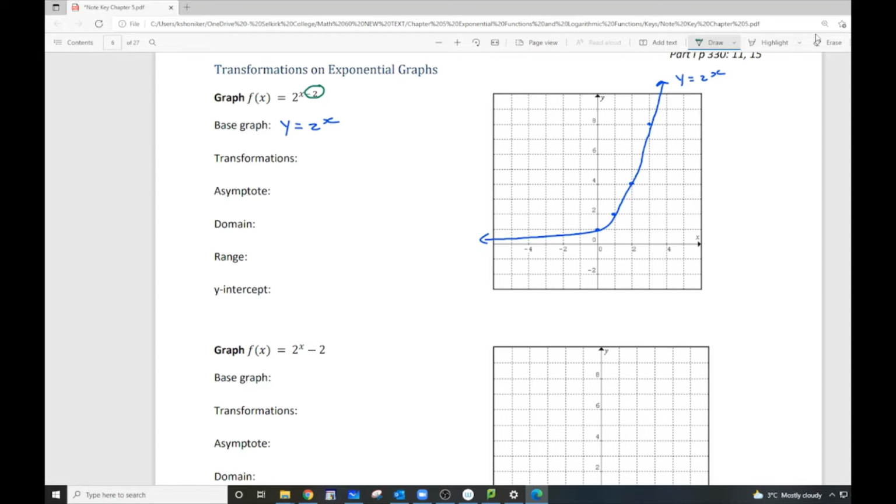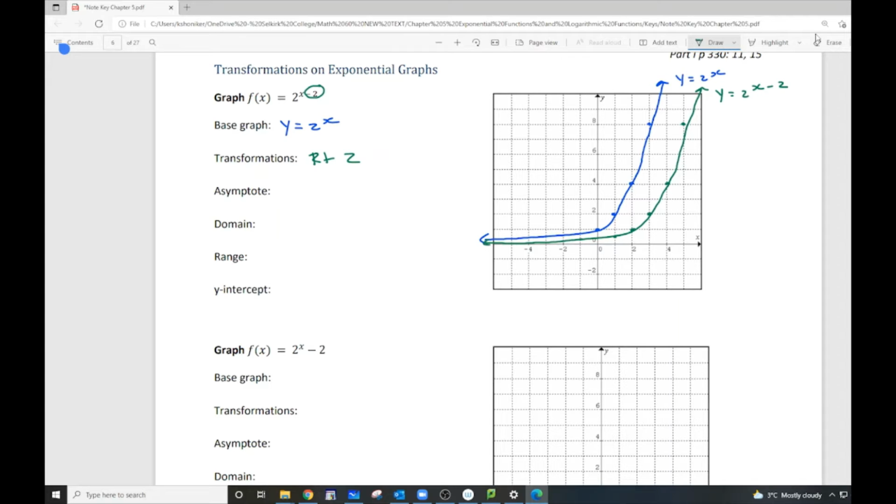So this is going to be right 2. To graph this, if you know your base graph, you can take every point and move them right 2. So this point's going to go right 2, right 2, right 2, right 2. This was a half, so I could move that right 2. This was a quarter, so I could move that right 2. But really, I'm just approaching this asymptote. This is a graph of y equals 2 to the x minus 2.